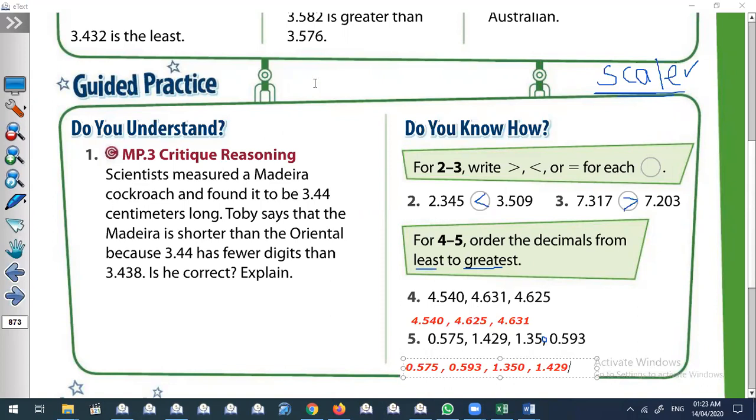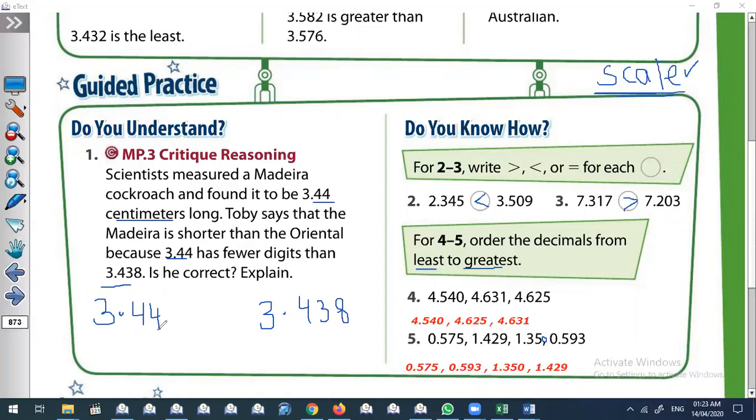Here, question number one. Scientists measured a Madeira cockroach and found it to be 3.44 centimeters long. Toby says that Madeira is shorter than the Oriental because 3.44 has fewer digits than 3.438. Let's check. Right here, 3.44 and 3.438. As I told you before, the scale is very important.